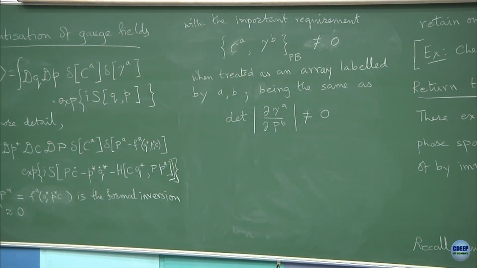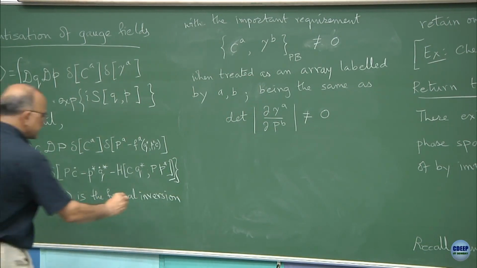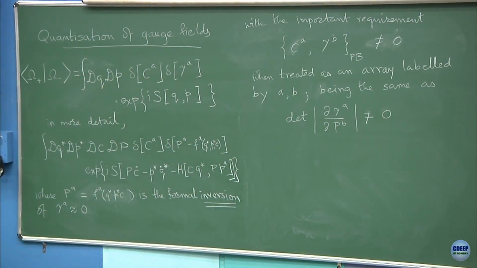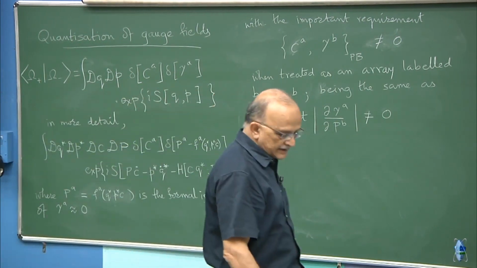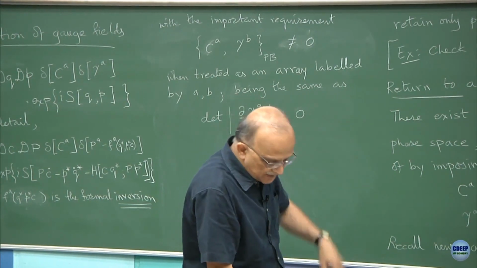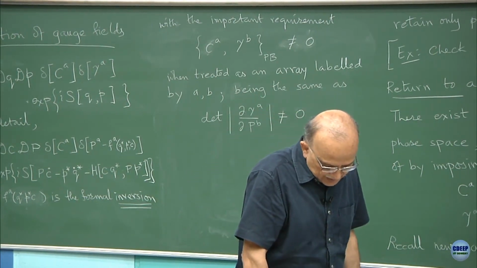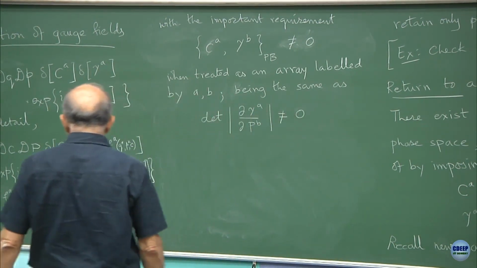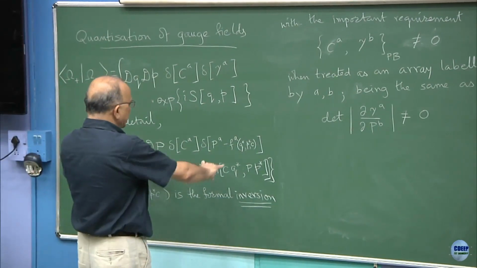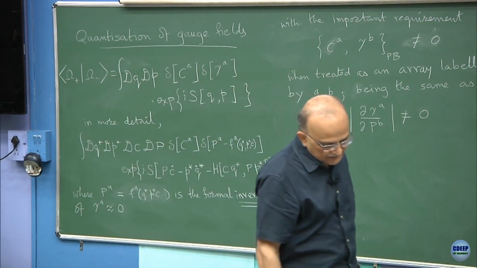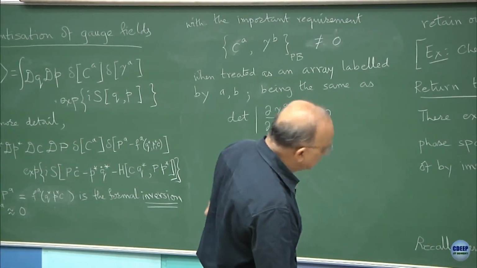So that for the invertibility, the inversion requires that this determinant has to be non-zero, which ties in with our need that some combinations of them can be made canonically conjugate to each other. We now argue that the delta function in dp is the same as an equivalent delta function or integral over the gammas.